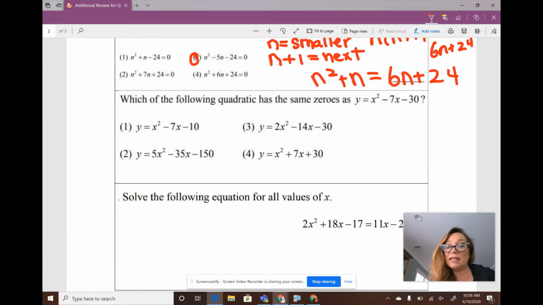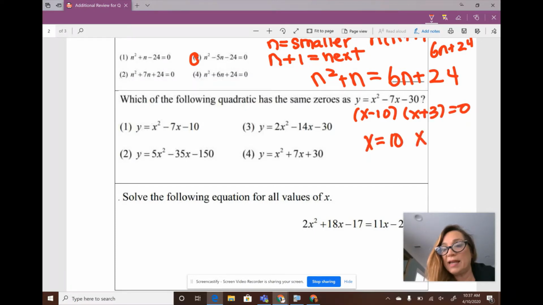Okay. Which of the following quadratics has the same zeros as? Wow, this one is a lot of work. Sometimes multiple choice has very little work. Sometimes multiple choice has a lot of work. This one factors into x minus 10 and x plus 3. So I'm going to get x equals 10 and x equals negative 3.